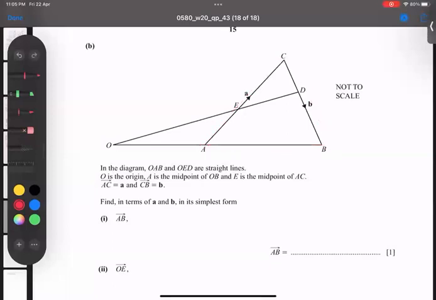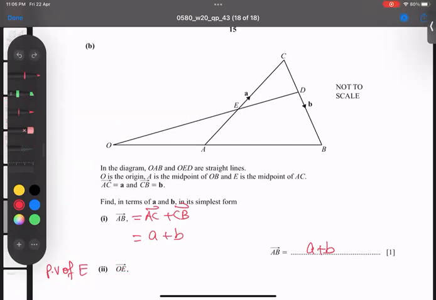I'm writing here now A to C and C to B. So let's see, A to C we have already, you can see a, and C to B, b. Easy. OE. What is OE? It is sometimes called the position vector. So PV, the position vector of E, also stands for OE. Just extra knowledge for you.